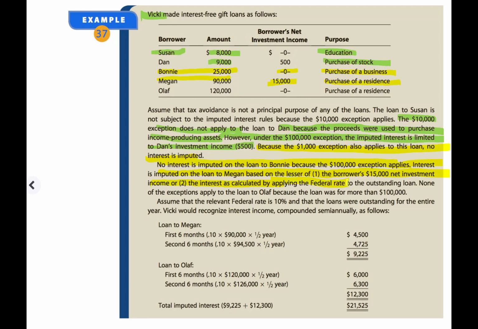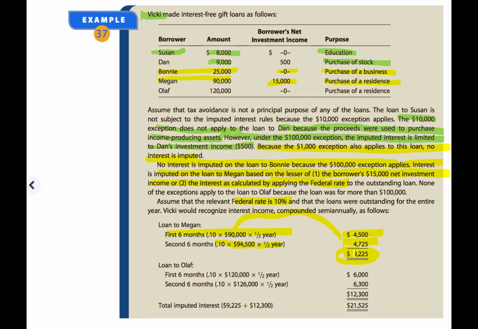Did they ever give us the federal rates in here? At the end, they give it to us? Okay, great. Federal rate is 10%, right? We do it in 6-month increments. It's 10% for the first half of the year. We then add the 4,500 to the 90,000 and do the second half of the year. We have this 9,225, and because that is less than the 15,000, we pick up the lesser, right? The lesser of the net investment income or the imputed.